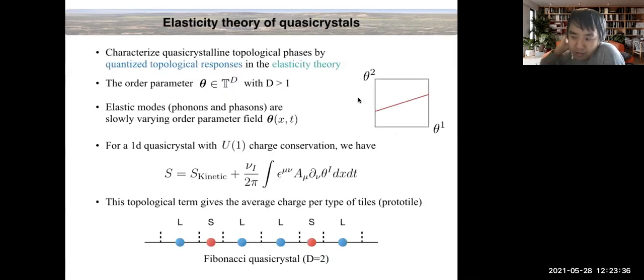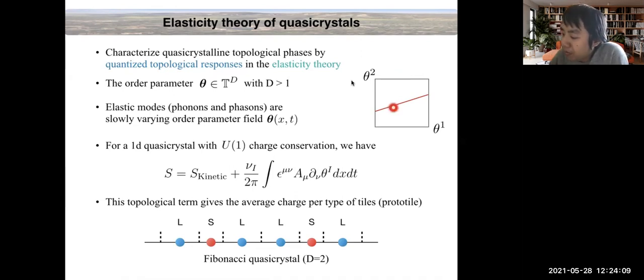So our idea is to characterize these quasicrystalline topological phases by looking at quantized topological responses in the elasticity theory. As I said, we have this order parameter space parameterized by theta. You can consider a slowly varying field of theta. On the right, I have the two-dimensional example of theta 1 and theta 2, and this red line corresponds to some one-dimensional physical space.